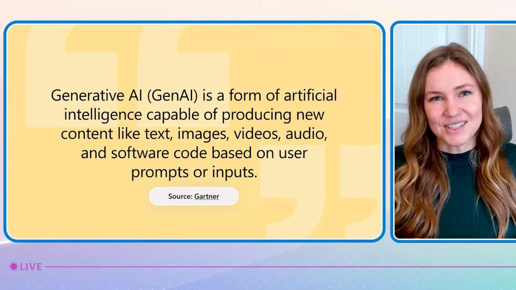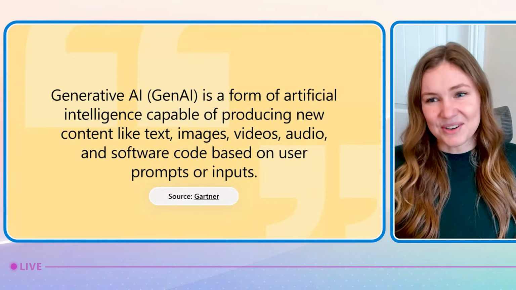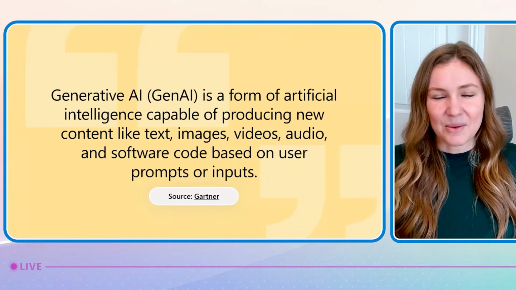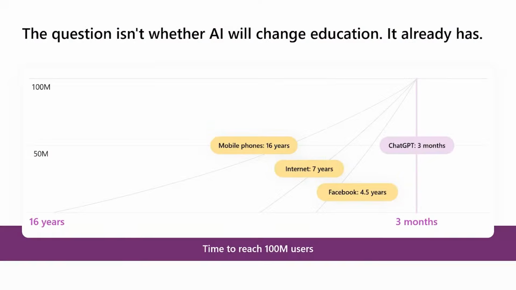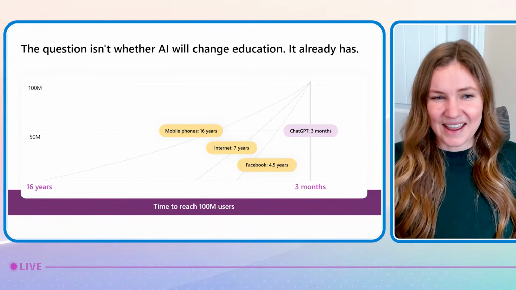For a lot of people, this shows up as something like drafting text or summarizing documents or even generating ideas. But underneath that, it's a pretty fundamental shift about how we interact with technology. And that shift has happened incredibly quickly. If you look at other technologies like mobile phones, the internet, or social media, it took years to reach large scale adoption. Generative AI, on the other hand, reached that same level of adoption in a matter of months. And that's exactly why we're having this conversation now.